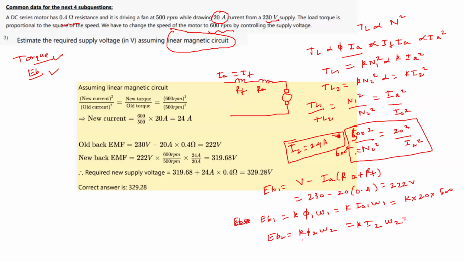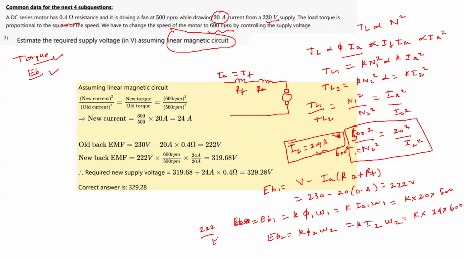Now in the second case, EB1 we know by solving is equal to V minus Ia Ra. This comes out to be 222 volt. Okay. Now in the second case, EB2 is K phi 2 omega 2. So K into I2 omega 2, because phi is proportional to current only. So I2 we have found out from the torque equation as 24. So this is 24 into omega 2. Okay. So omega 2 is also known as 600.